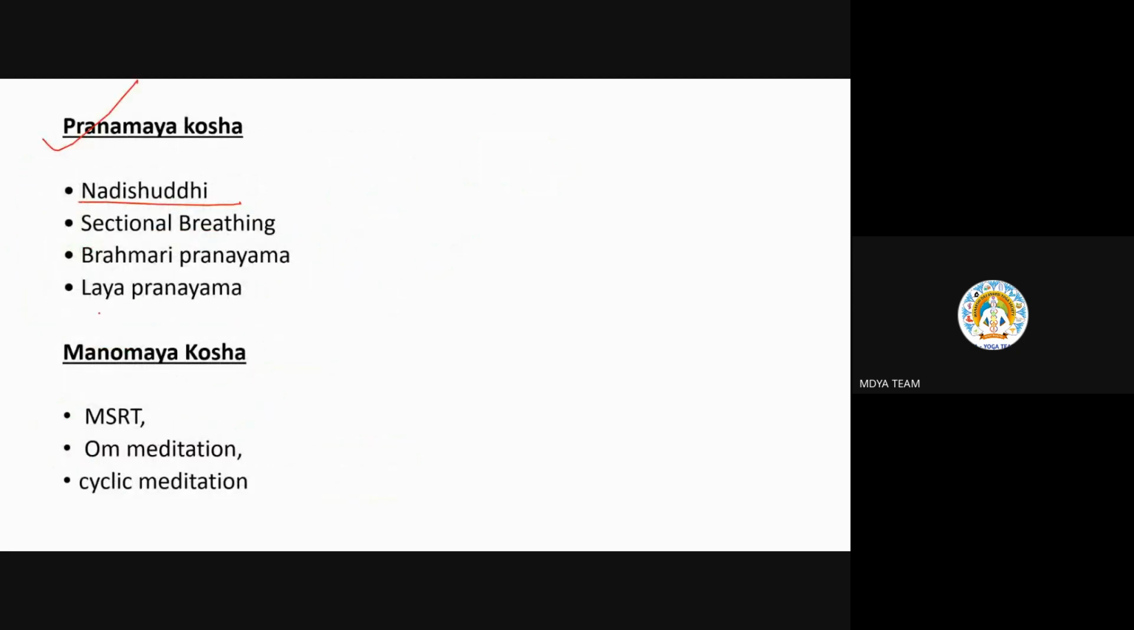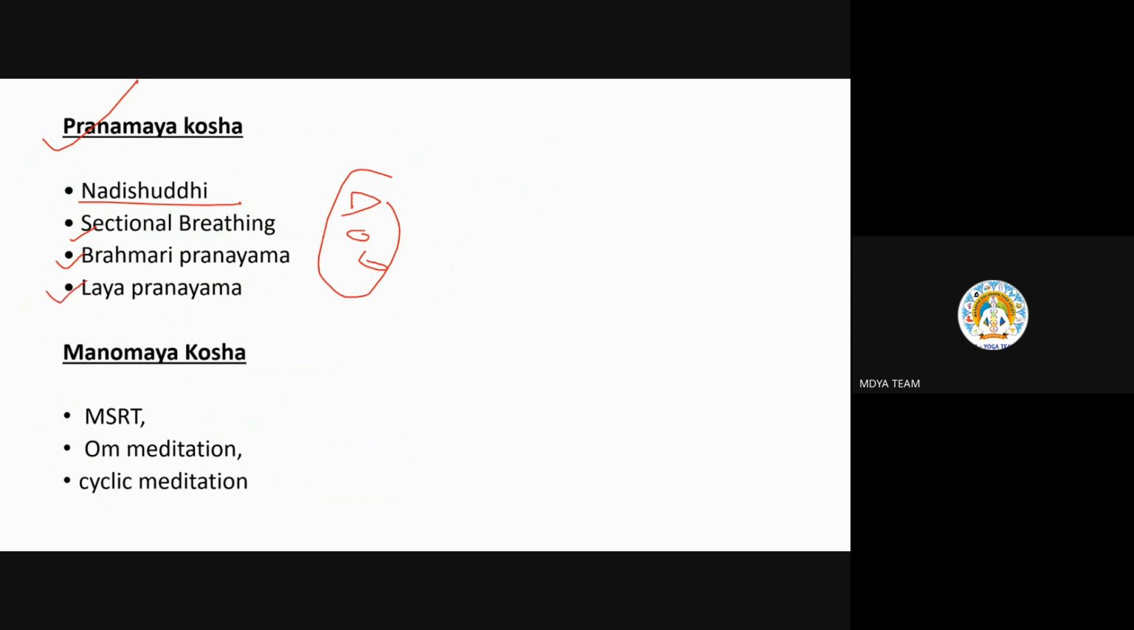Now, Pranamaya Kosh: Nadi Shodhan, sectional breathing. I told you in the first management also that sectional breathing is related to the upper region: clavicular, thoracic, and abdominal breathing. These three breathings are involved. One by one we can do, then all together also. All together we call full yogic breathing. Then Brahmari, again, vibration will lead to the release of those blockages.